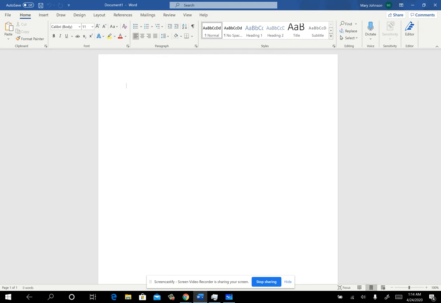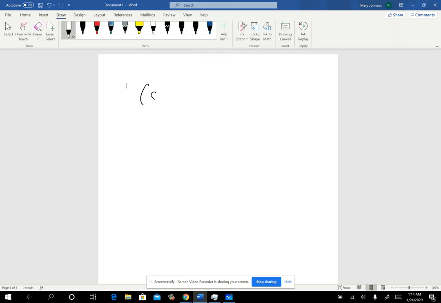Okay, so say you're doing a problem like this, and you have 8 minus 3 square root of 7, and then you have something like 5 minus 2 square root of 7, and you're trying to multiply that. Okay, first you're going to be FOILing.